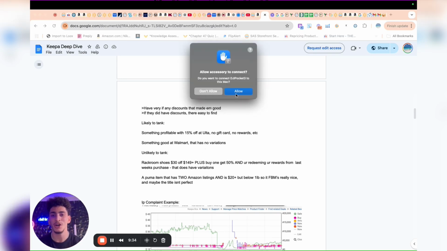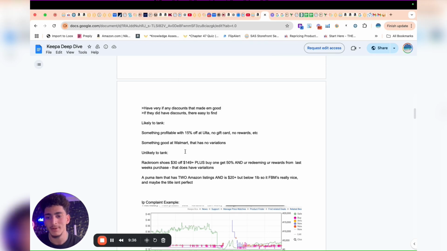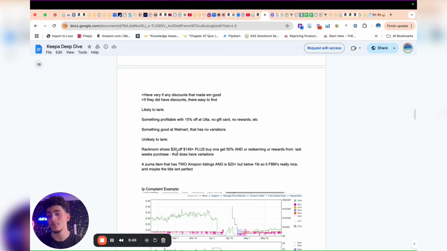Now, something good at Walmart. So let's say we have something good at Walmart that has no variations, and it's just by itself. Again, likely to tank. You want to be careful of these things. You want to keep these things in mind when you are sourcing. So keep that in mind. Now, what's unlikely to tank? We know Raccoon Shoes.